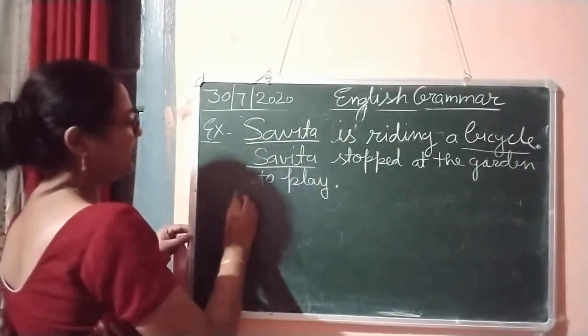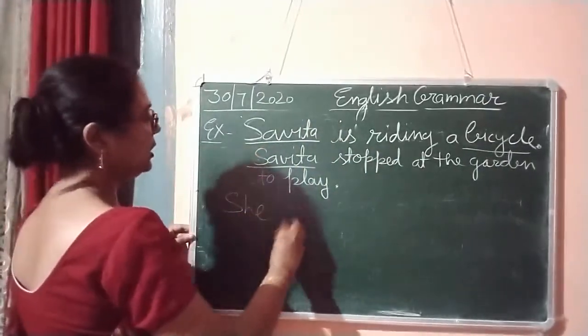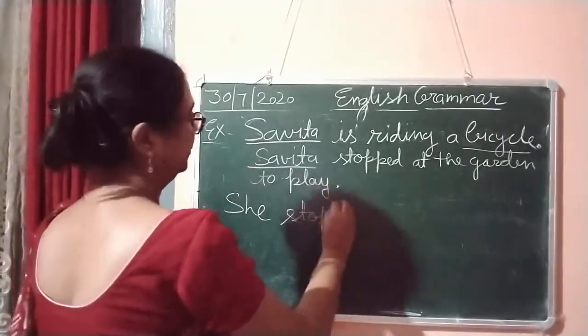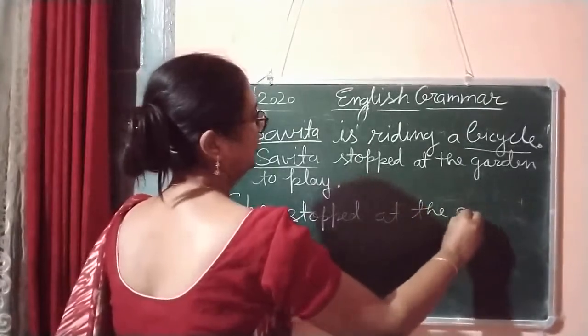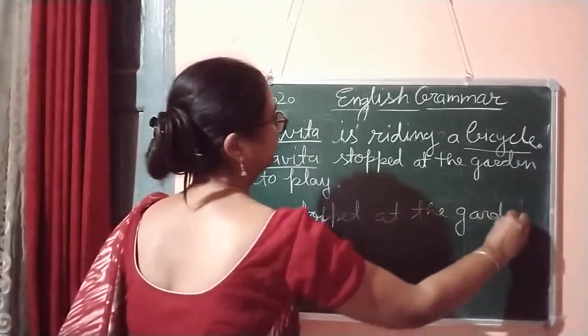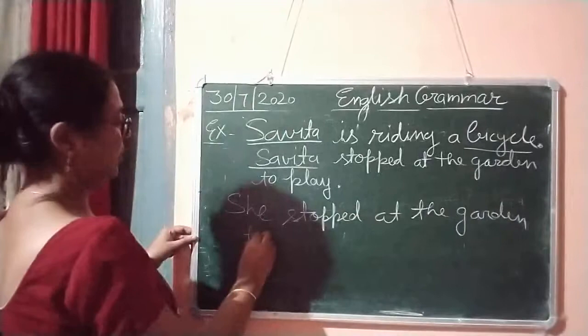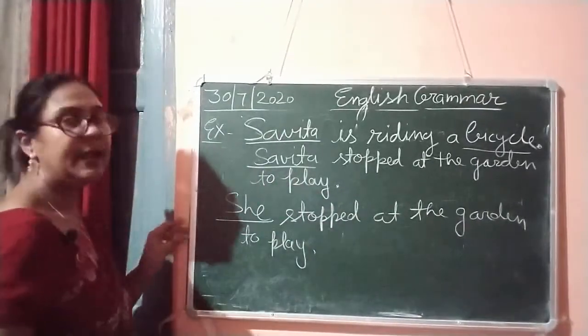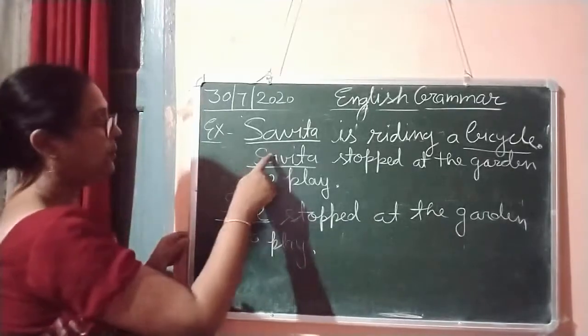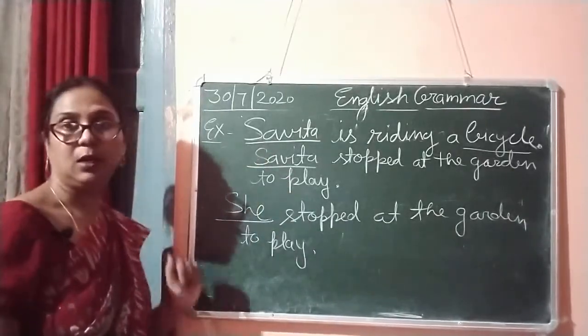So in place of Savita, we are going to use she. She stopped at the garden to play. Now here you can see I have used she in place of Savita.